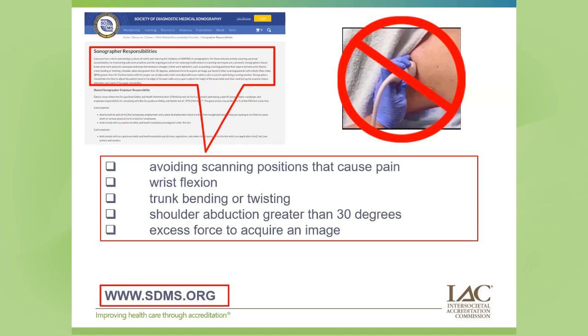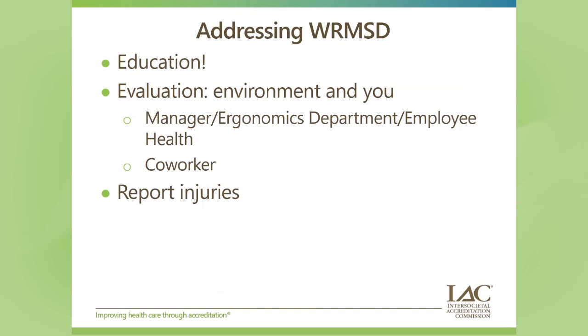Thinking about that shoulder abduction so that it's less than 30 degrees, because when we get past that 30-degree mark, it's really hard on our shoulder. And then that excess force to acquire an image. Thinking about encouraging the patient to help you with some of the moving or holding something so that you're able to apply less force to obtain that image, it's not a bad thing to consider asking them to assist as well, because they want to have a good exam too. So how do we address this?